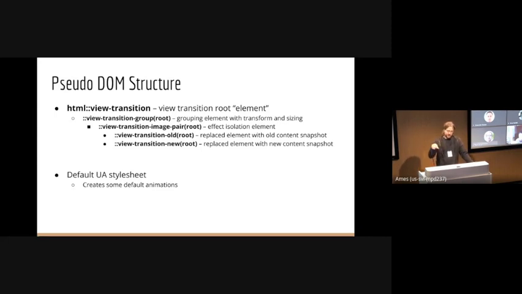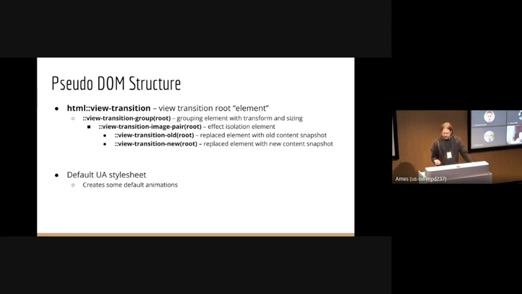That's contained by a view transition image pair, which creates an isolation node, so that we can blend the replaced elements there. And that pair is contained within a transition group, and the transition group is responsible for figuring out the sizing and the position of the pseudo element. We also create some default animations for this.